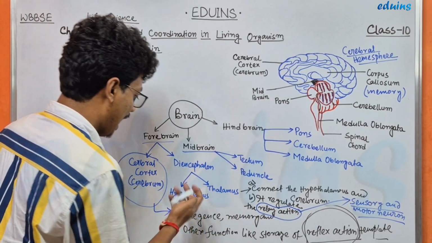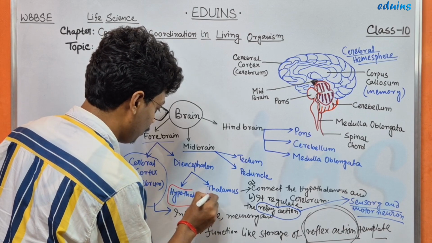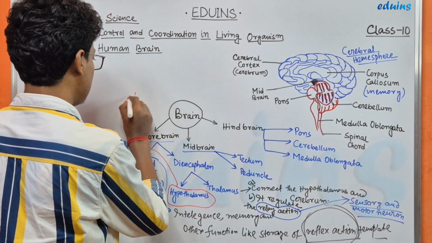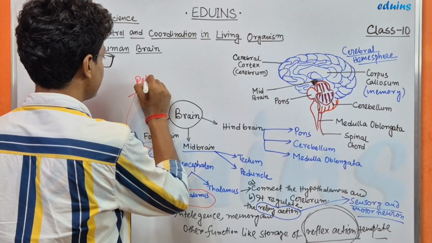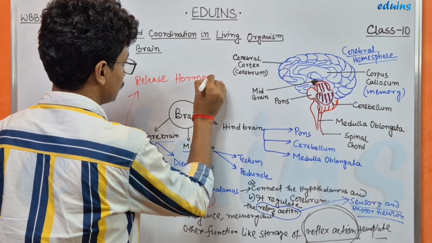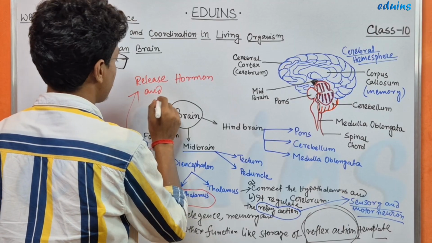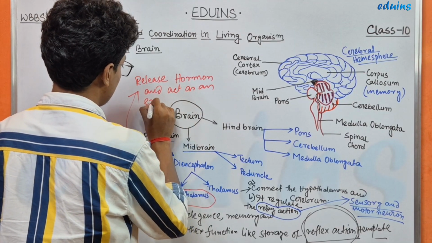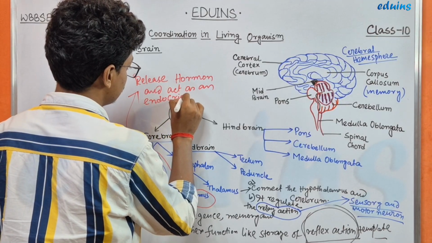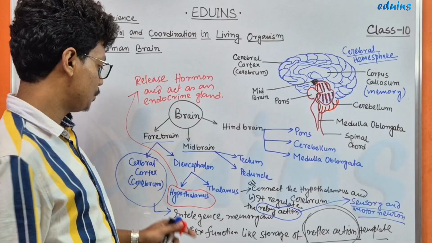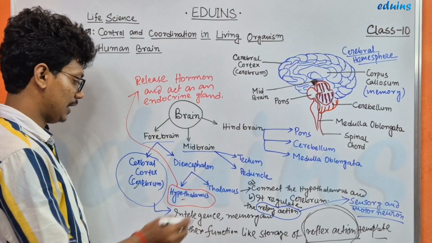Next one is the hypothalamus. We know this is an endocrine gland which actually releases hormones and acts as an endocrine gland. Okay, so this is the function of hypothalamus.